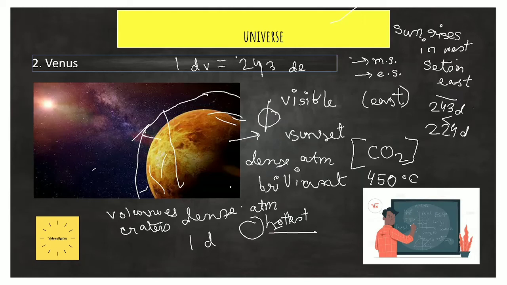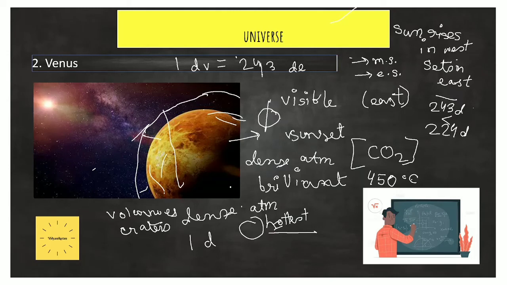And then we also learned that Venus is a brilliant planet. So why is Venus a brilliant planet? Because of its dense atmosphere. And this dense atmosphere mostly consists of carbon dioxide, right? And this carbon dioxide reflects sunlight. A tremendous amount of sunlight is reflected by this dense atmosphere, which is made up of carbon dioxide, and that's why it is a brilliant planet. It shines so much that it looks like a star.